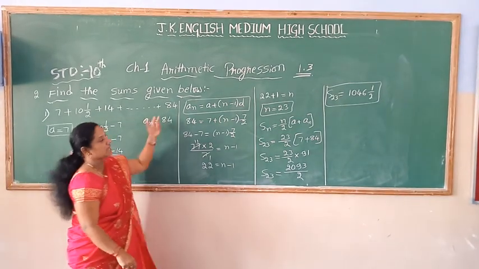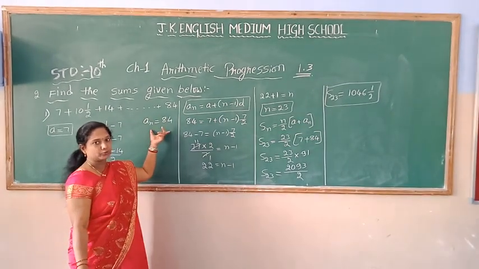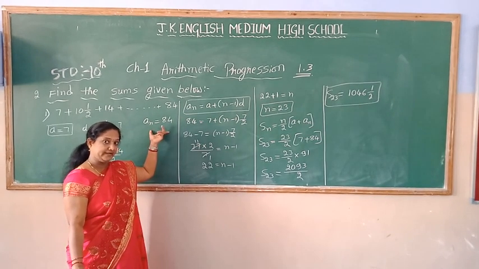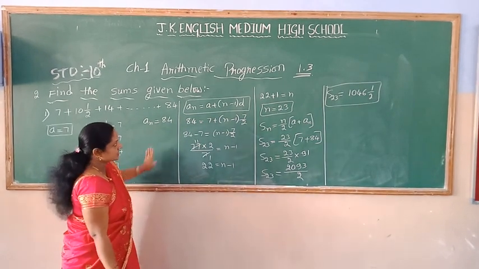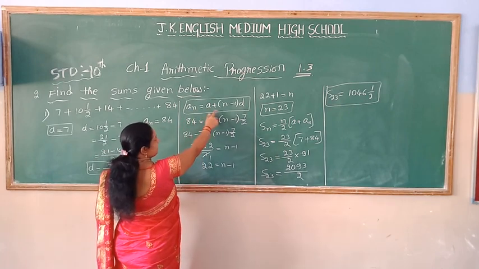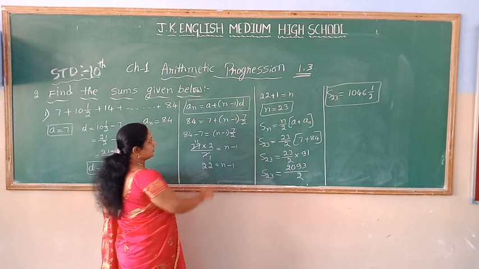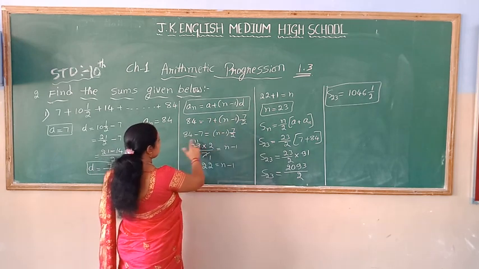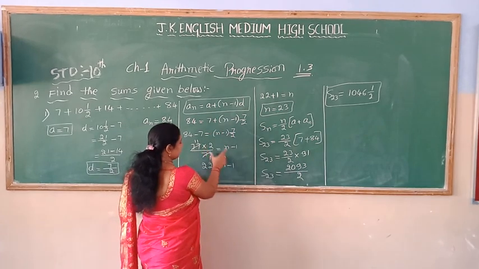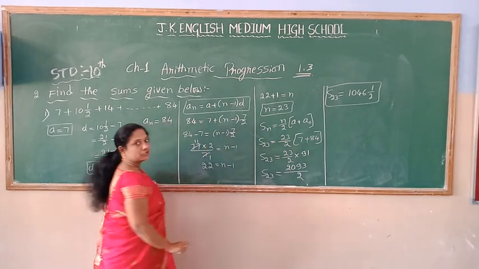Then the nth term, the last term, you know that is An is equal to 84. But to find the sum of n terms in an AP, I need the n value. For that, I have to find the n value using the formula An is equal to a plus n minus 1 into d. I can substitute all the remaining values I know, and when simplified, you will get the n value as 23.